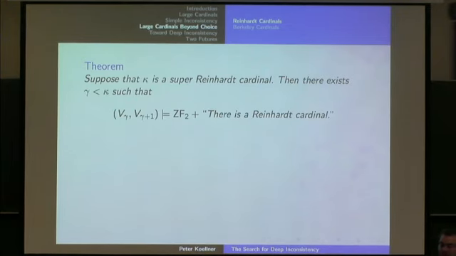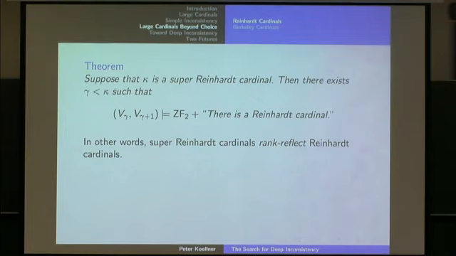The theorem is that if you have a super Reinhardt cardinal, then there exists a level V lambda such that V lambda and V lambda plus 1, so I'm using this to interpret the second order quantifiers, so we satisfy second order ZF, satisfies there's a Reinhardt cardinal. Okay, so that's good, right? Super Reinhardts on the face of it look like they're stronger than Reinhardts, and they are. A super Reinhardt cardinal rank reflects a Reinhardt cardinal. So this is what I mean by rank reflection: if you've got a cardinal kappa, then there's a rank level below which satisfies that the weaker large cardinal holds.